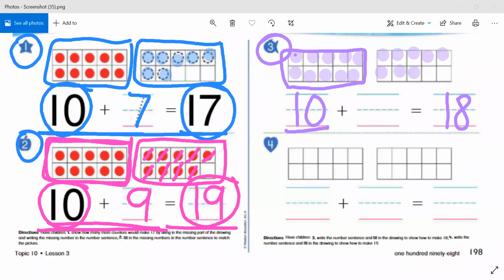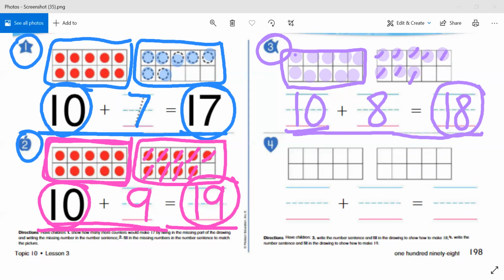So how many ones did we put in the second 10 frame? Let's count. 1, 2, 3, 4, 5, 6, 7, 8. So we have 8 ones in our second 10 frame. 10 plus 8 equals 18. What do we call 18? The sum.